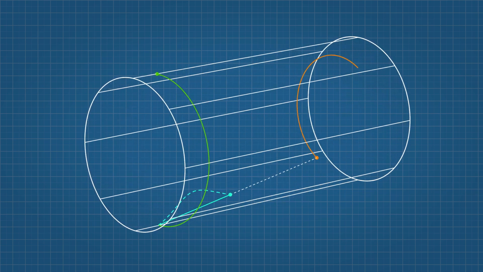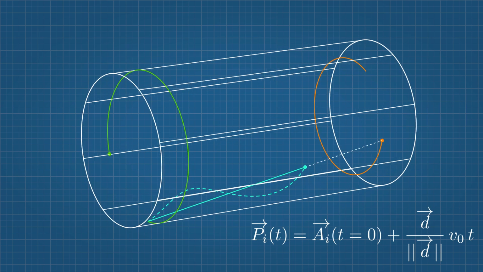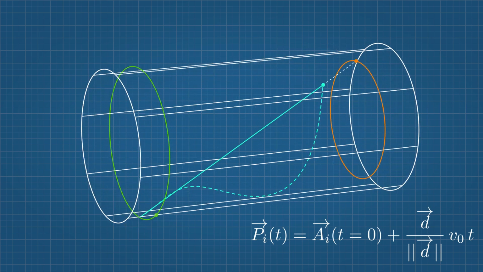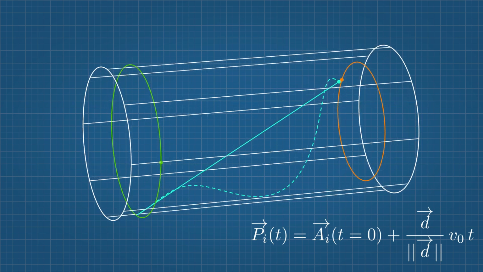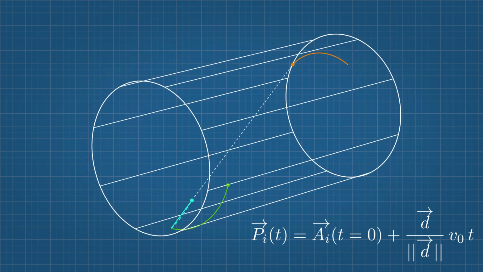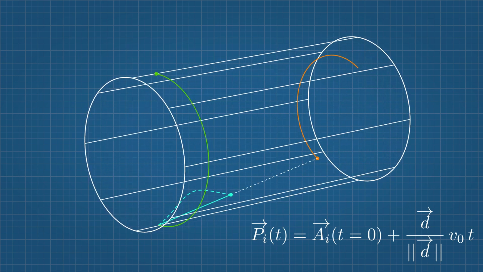The position of the projectile is computed using the same equation as the one we saw before. With every value of delta t, the direction vector is different, and the position of the projectile along its trajectory is proportional to delta t. We can see that in this configuration, there is only one solution, one unique value of delta t that will result in the projectile hitting the target.